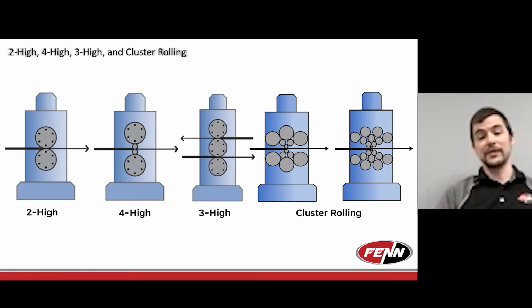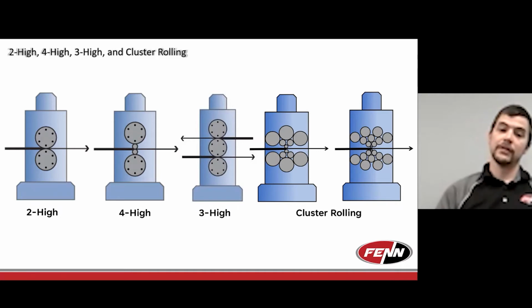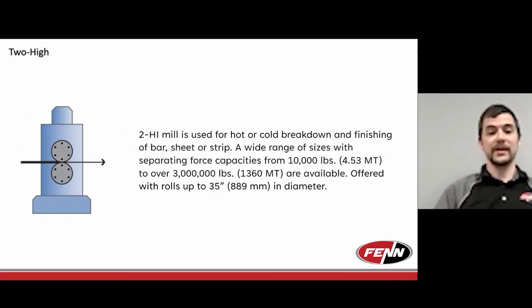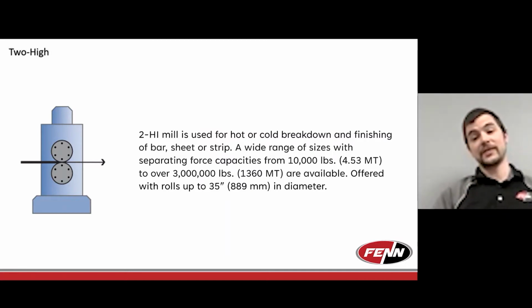As mentioned, there are some different types of configurations. The most common you'll see are the 2 high and 4 high mills, and in some applications you can run into what are called 3 high mills and cluster rolling mills. To give a general rundown on the 2 high and 4 high mills, as I mentioned before, a lot of times what we look at is how thin you can properly gauge, as well as your max reduction capabilities.